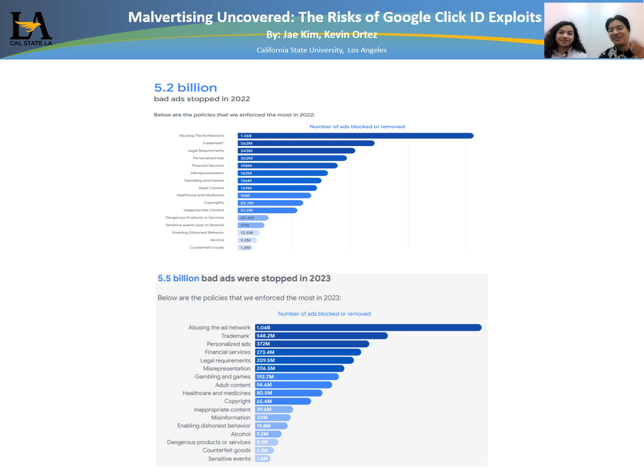So this is just a close-up visual of our previous slide. As previously mentioned, there's a 5.2 billion total ads stopped in 2022 and 5.5 billion ads stopped in 2023. And it shows a consistent increase year over year of the total ads stopped. And as the technology continues to increase, the total attack vector is going to get more and more complicated and harder to stop.